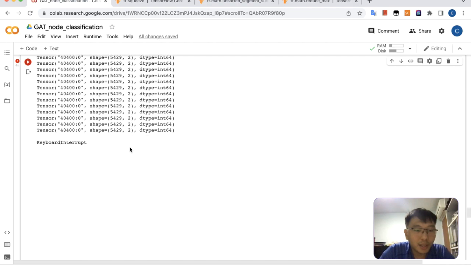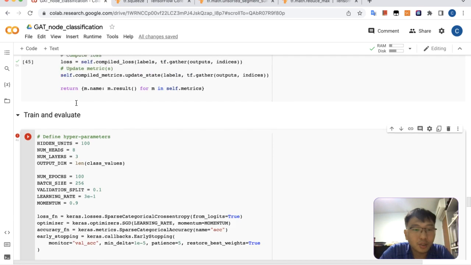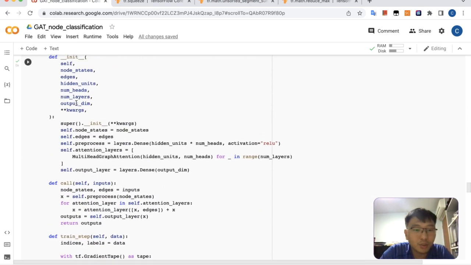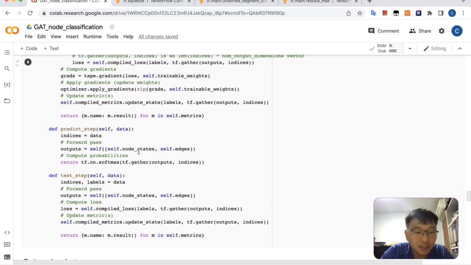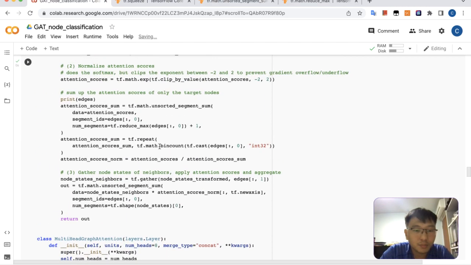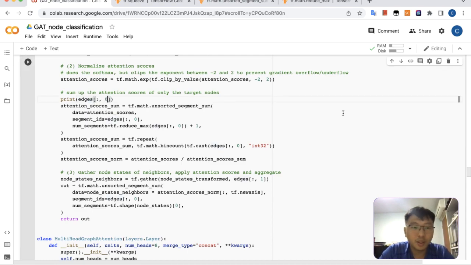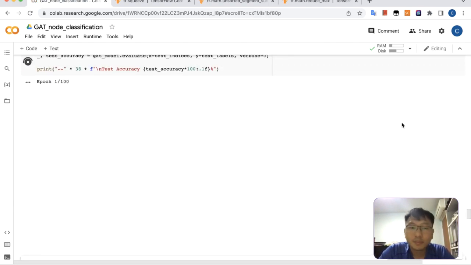Okay, so we see ages is a tensor like this. Shape is 5429, 2. So it's like this, 4, 0, 4, 0, 0, 0. Okay, so we kind of need to find out what's inside these ages. So let's see whether we can do it. We do exactly what the code asks us to do.